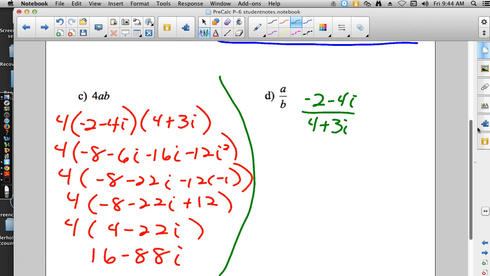What are you doing? Because I know you're already starting. Do you multiply top and bottom by 4 minus 3i? You sure do. Let's see what we get then.